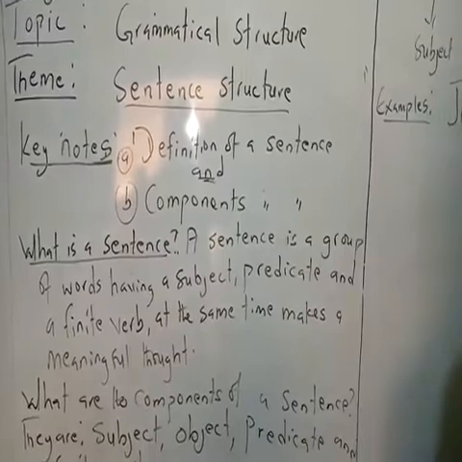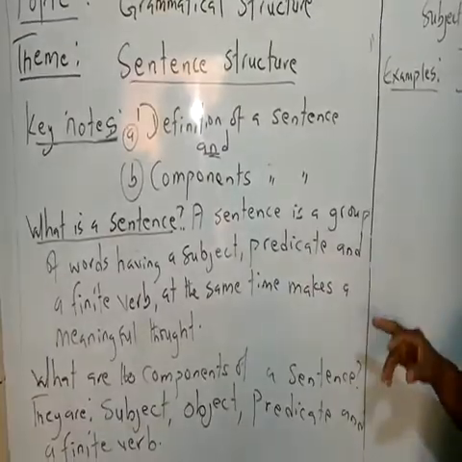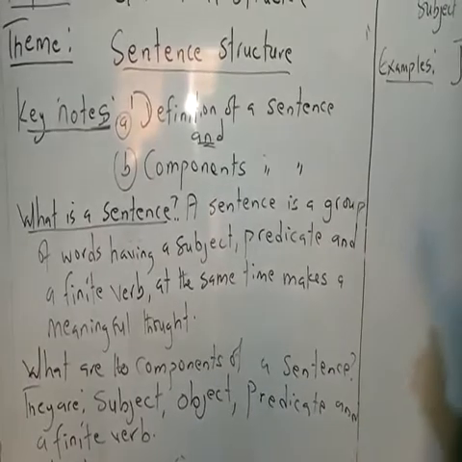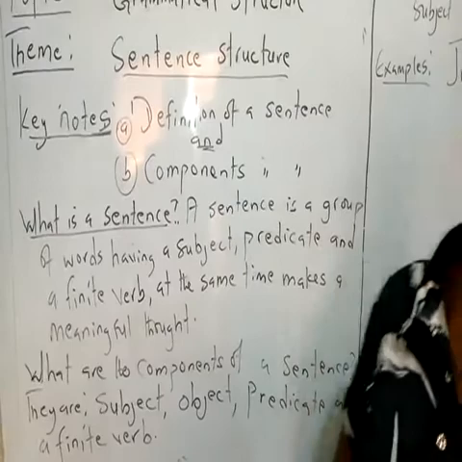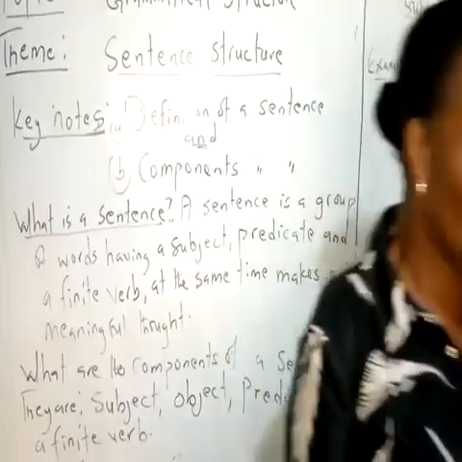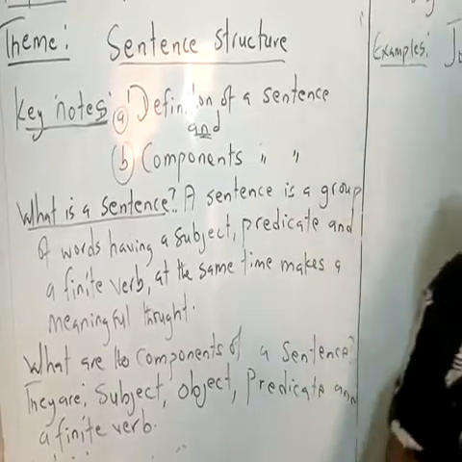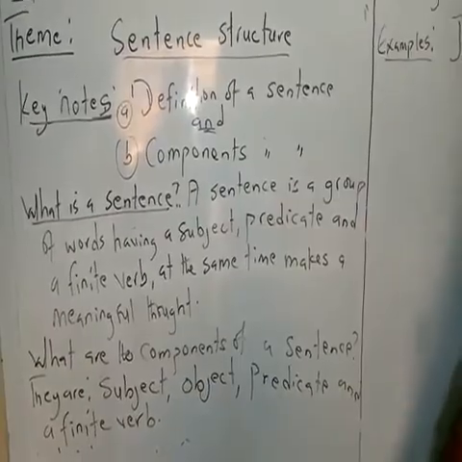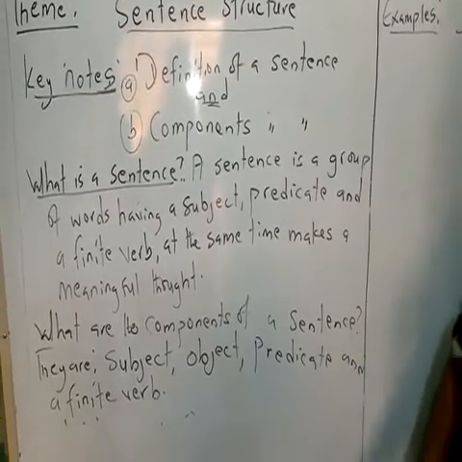When we say sentence, a sentence is a group of words having a subject, predicate, and a final verb at the same time makes a meaningful thought. I repeat, a sentence is a group of words having a subject, a predicate, and a final verb at the same time makes a meaningful thought. What do you mean by this?